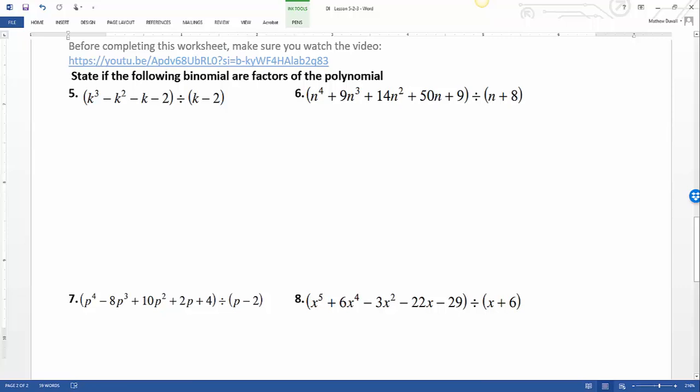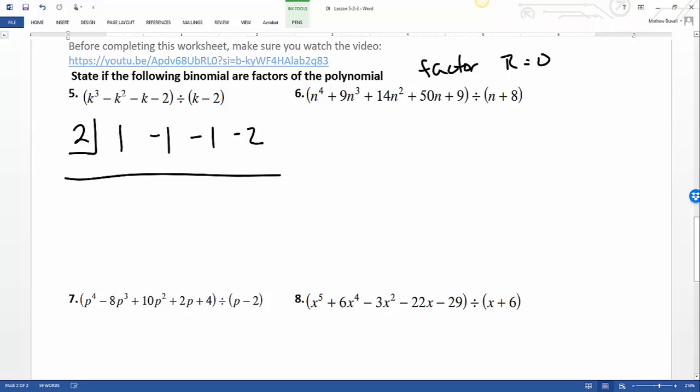So state if the following binomial are factors of the polynomial. So remember, there's the key thing here. For it to be a factor, the remainder has to be 0. Okay, your remainder needs to be 0. So you divide it. 1, negative 1, negative 1, negative 2. And we want to know, is my remainder 0? Bring it down, multiply, add, multiply, add, multiply, add. So yes.